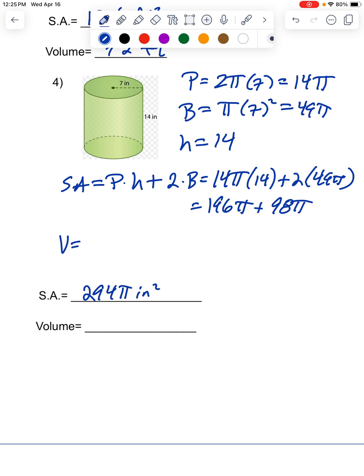Volume equals area of the base times the height. So 49 pi times 14, which is 686 pi inches cubed. All right, that's it for page 1.